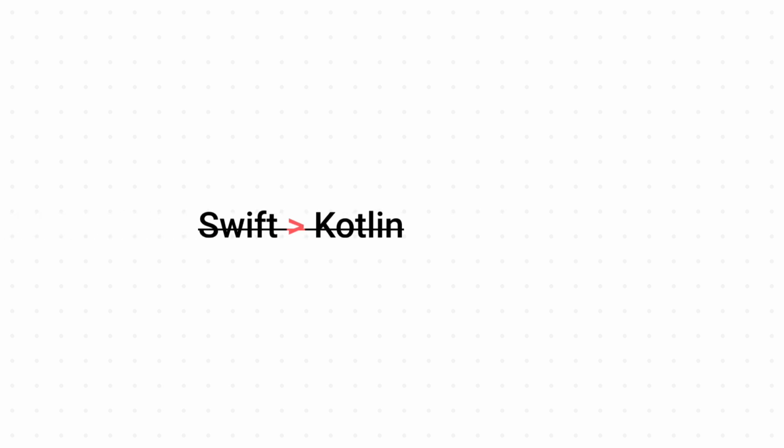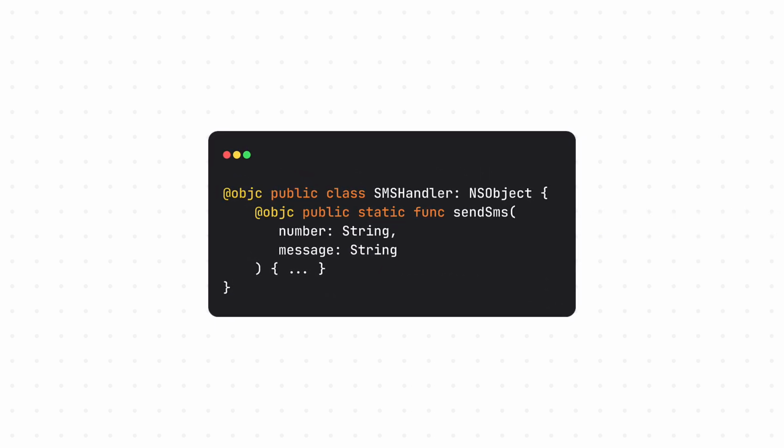At the time of recording this video, there is no direct Swift to Kotlin compatibility or interoperability, which means the code that is written in Swift needs to be annotated with Objective-C annotations. And those annotations in Swift are used to expose Swift code to the Objective-C runtime. This is particularly important for interoperability between Swift and Objective-C.